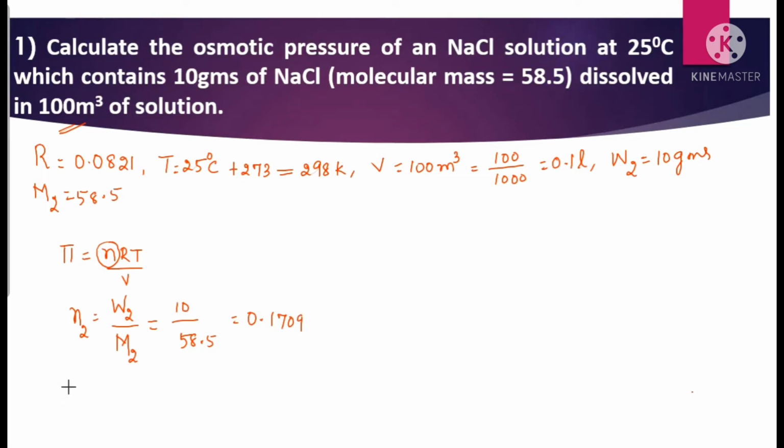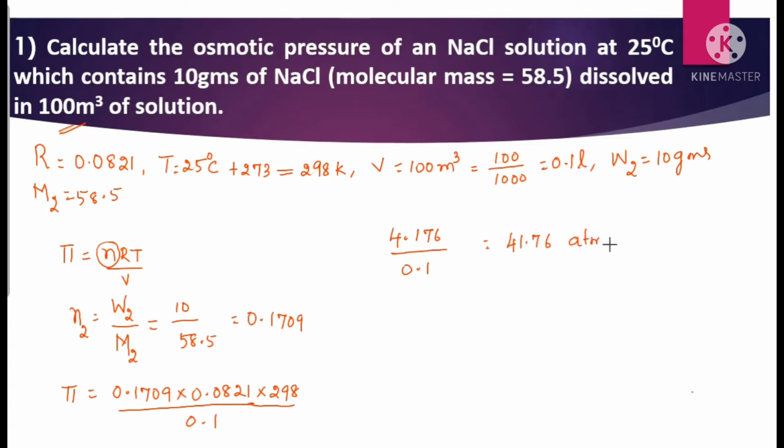Now substitute this in the formula, students. Pi is equal to the n value, 0.1709, and then the R value, 0.0821. Then the temperature, 298, divided by the V value, which is 0.1. So find out the answer. It is 4.176 divided by 0.1, which is 41.76. Then you should write the unit also, it is atm. You might have understood, students. We shall see the next problem.